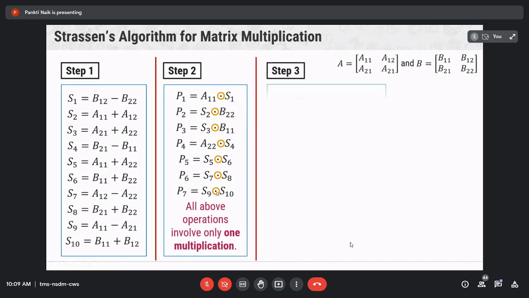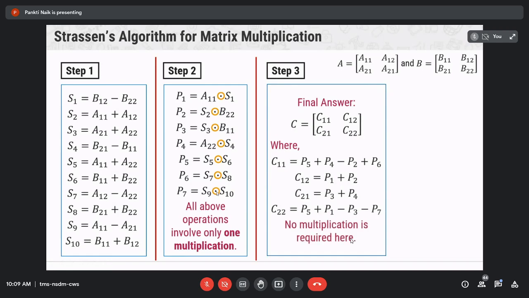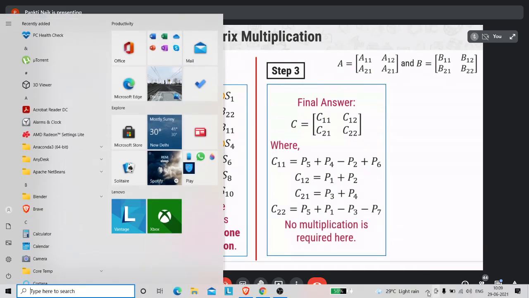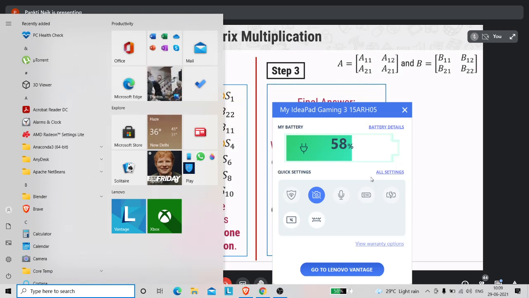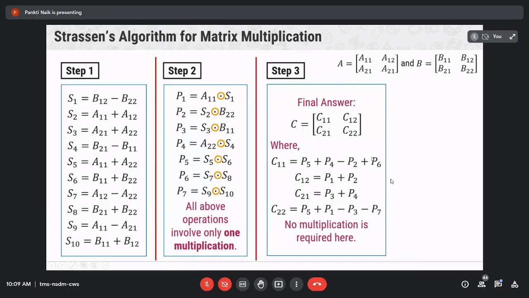Now, step number 3 is to get the final answer C, where C11 is equal to P5 plus P4 minus P2 plus P6. Likewise, C12 is equal to P1 plus P2, C21 is equal to P3 plus P4, and C22 is equal to P5 plus P1 plus P3 plus P7. So to get the final answer, no multiplication is required here.